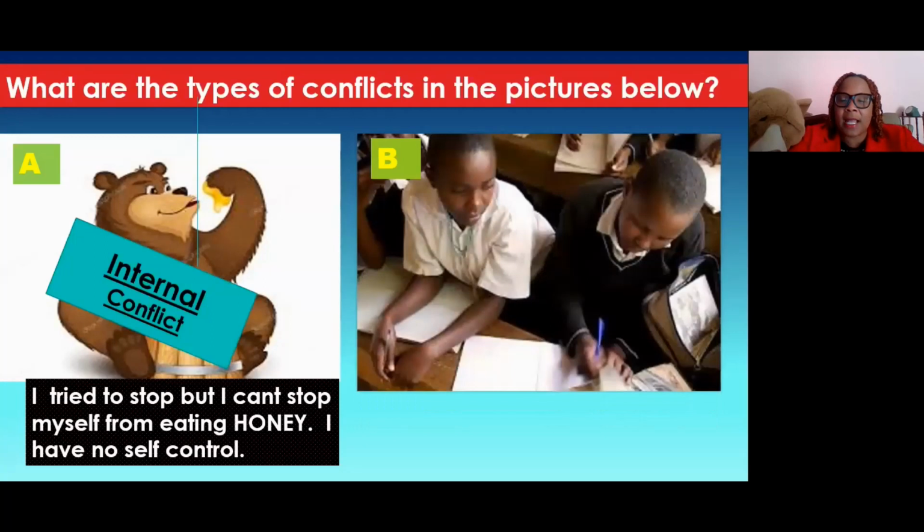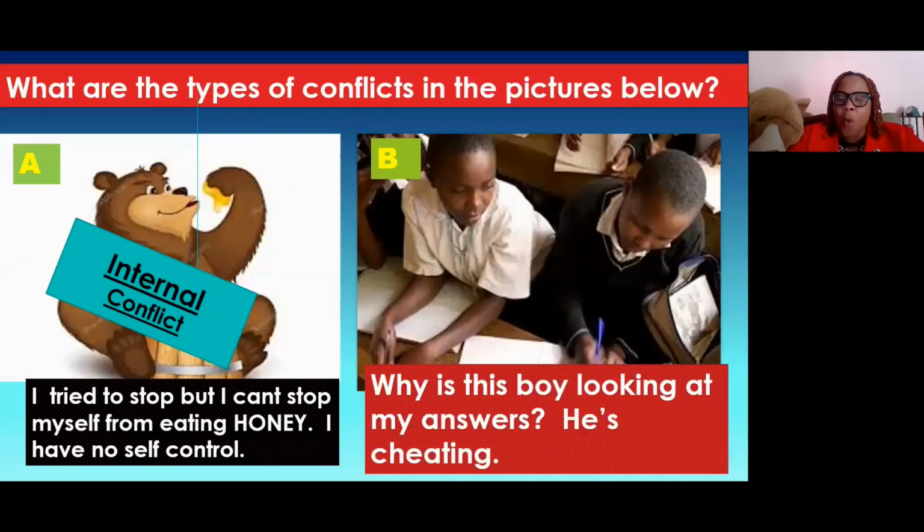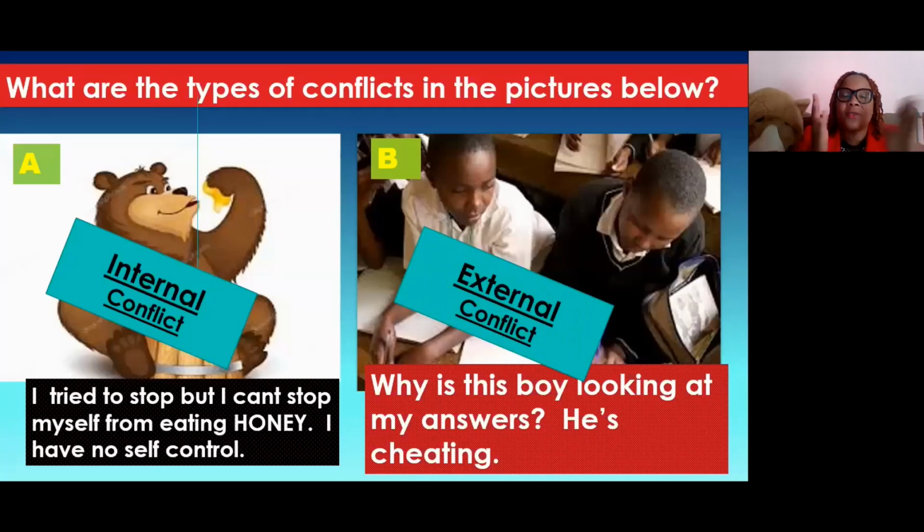So let's look at this example. What do you think is happening in this picture? Okay, they're saying cheating. They're saying the boy is cheating, doing work, copying. And they're saying it's external conflict. Genesis says the boy on the left doesn't like the boy on the right. Very good. So let's look at the clue. Why is this boy looking at my answers? He is cheating. And you are so correct. That is an example of external conflict. So you did very good.